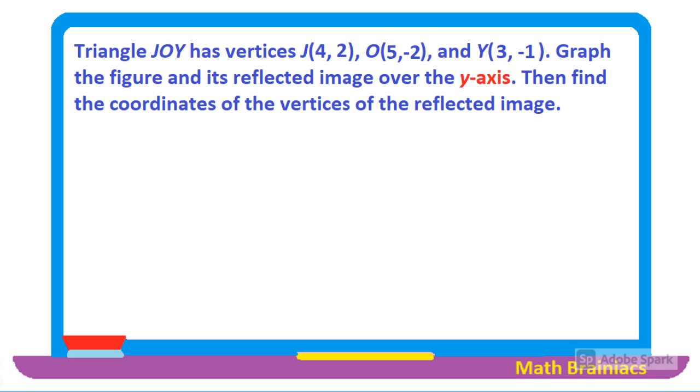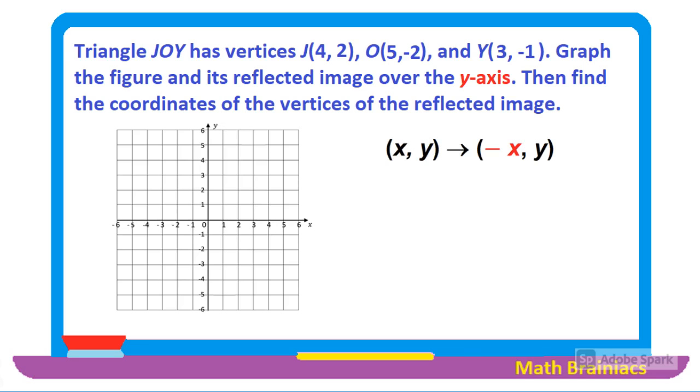Let us work on this example so that you will be guided. Triangle JOY has vertices J with an ordered pair of 4 and 2, vertex O with an ordered pair of 5 and negative 2, and vertex Y with an ordered pair of 3 and negative 1. Graph the figure and its reflected image over the y-axis. Then, find the coordinates of the vertices of the reflected image.